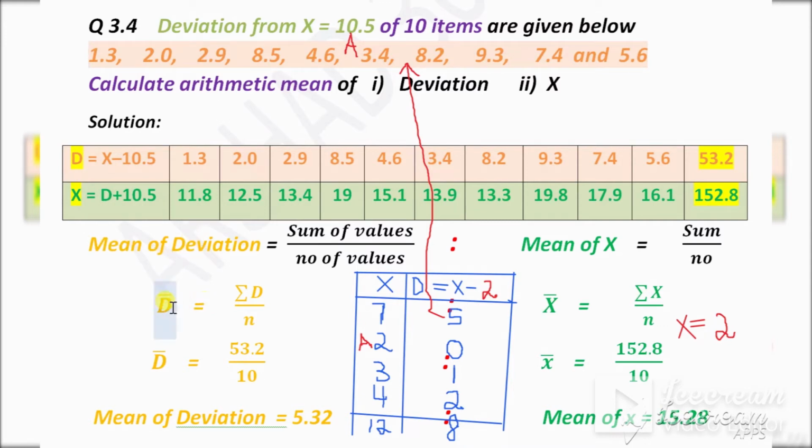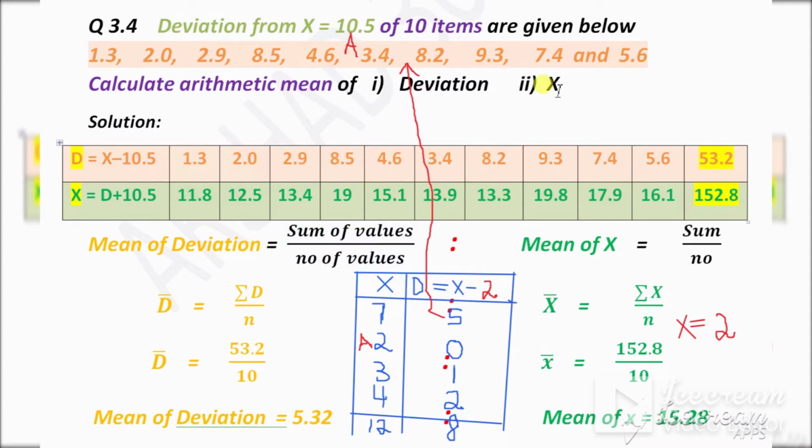Now d bar is given by summation d. If x bar is given, then write summation x. If y bar is given, then write summation y divided by n. So what does summation d mean? Total of d. So total of d is 53.2. So 53.2, and total numbers are 10. So divided by 10, we will get mean of d is 5.32. So mean of these numbers is 5.32.